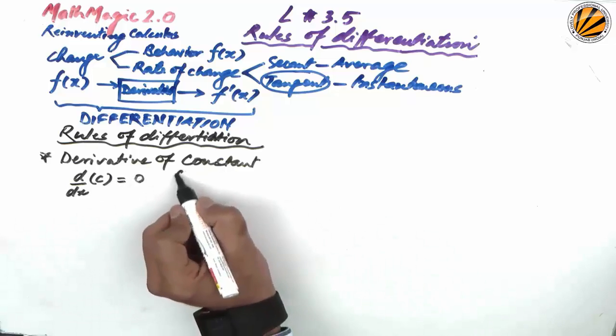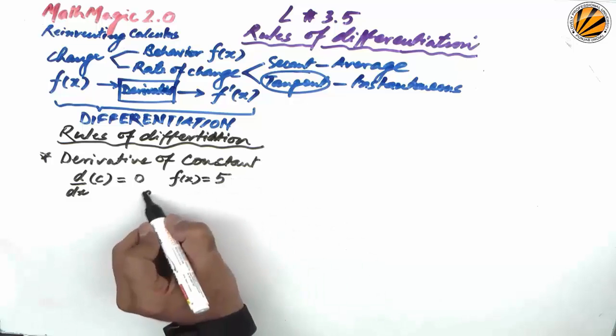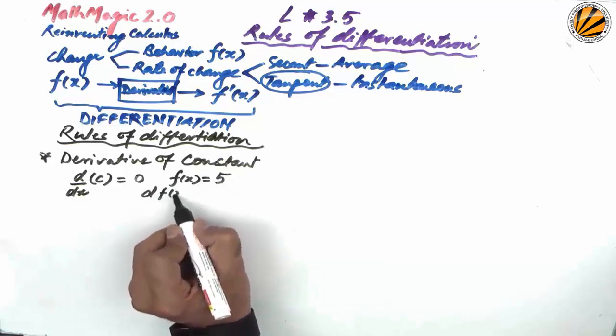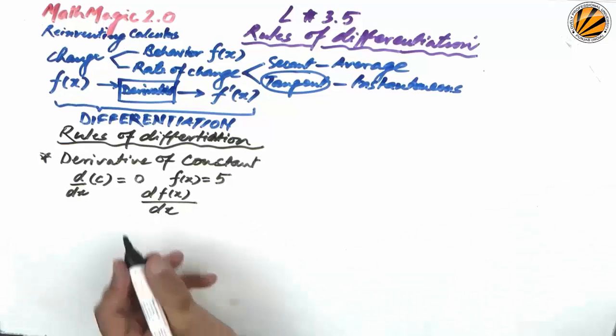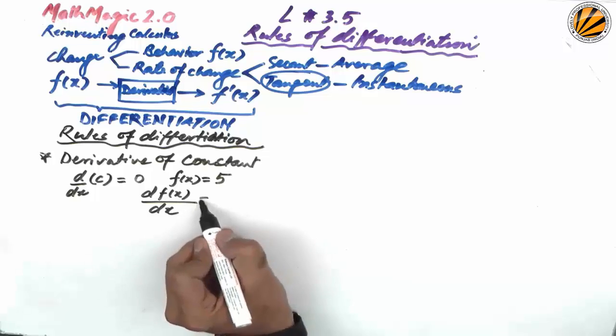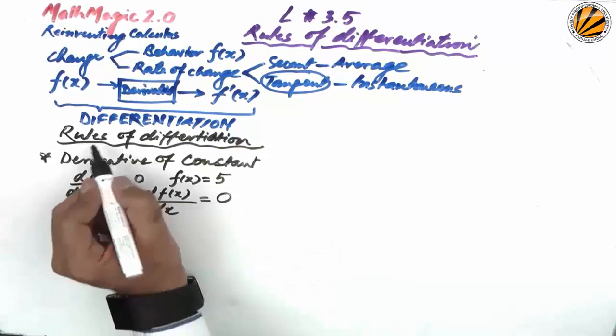I'll give you an example. Let there be a function which is constant, that is 5. Now the derivative of this constant function with respect to x would be 0, because it is a constant function. This is the first rule.